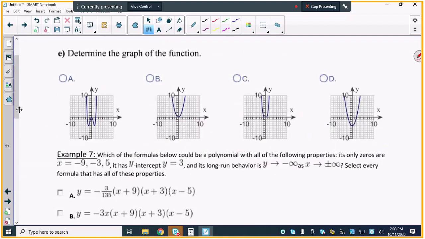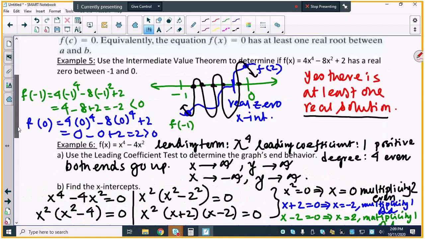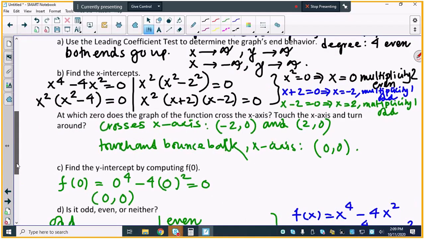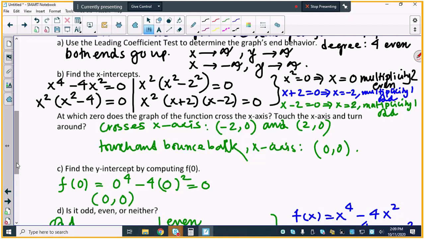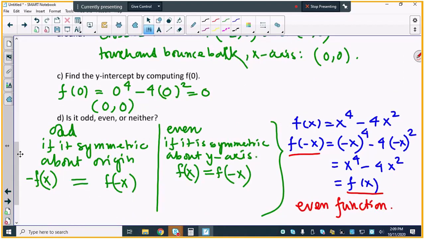Our next example is asking us to determine the graph of the given function that we talked about. So remember the information we found out. The first information that you found out about this function was it has solutions at 0, negative 2 and 2. So those are three x-intercepts. At negative 2, 0 you cross the x-axis. At 2, 0 you cross the x-axis. At 0, 0 you touch the x-axis and bounce back. And both ends of this polynomial function will go up. It will be symmetric about y-axis and it will cross the y-axis at 0, 0.